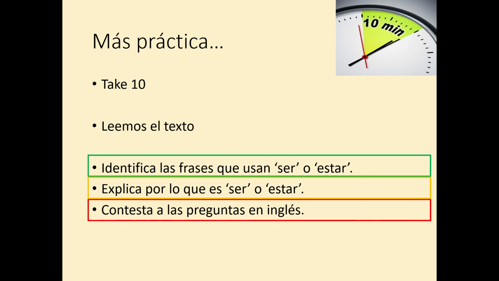Our amber, our yellow level, explica por lo que es ser o estar. So once you've read the text, you've highlighted ser o estar, you've now got to explain why it is that. So make sure you're using those definitions and those examples from before. And the red challenge, contesta a las preguntas en inglés. You have questions to answer in English, so it is a reading comprehension.